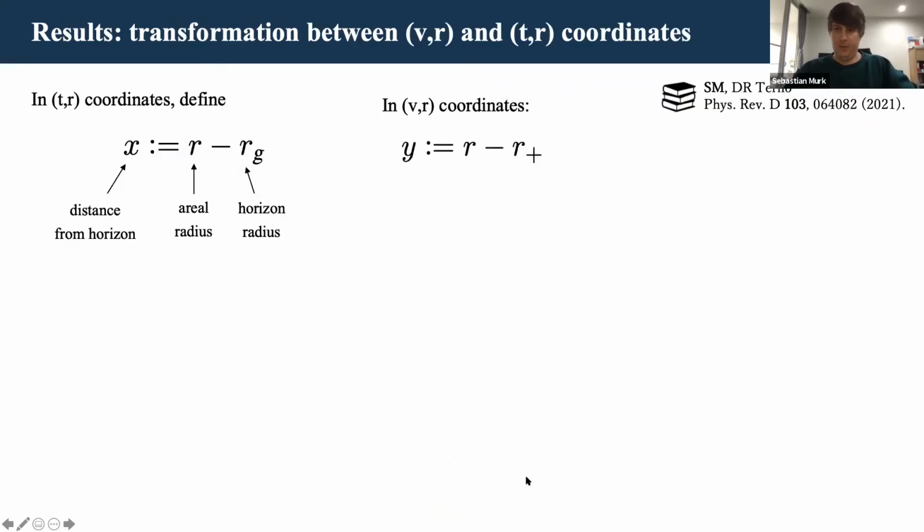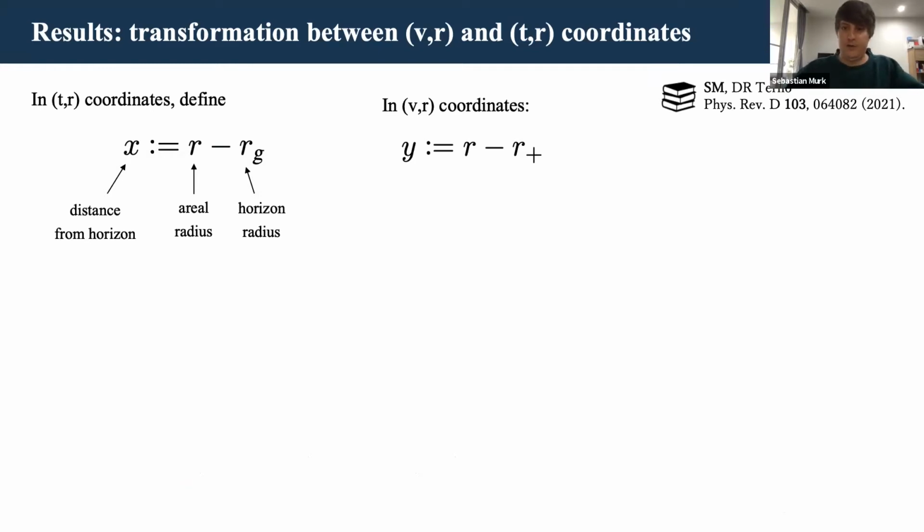Now, the first result from our latest paper is the derivation of an explicit expression for the transformation between TR and VR coordinates near the horizon. And the reason VR coordinates are extremely useful is that they provide a natural description of dynamic black holes that is non-singular. So for evaporating black holes, for example, VR coordinates are the most convenient set of coordinates that you can use. Now, how do we obtain an explicit expression for this transformation?